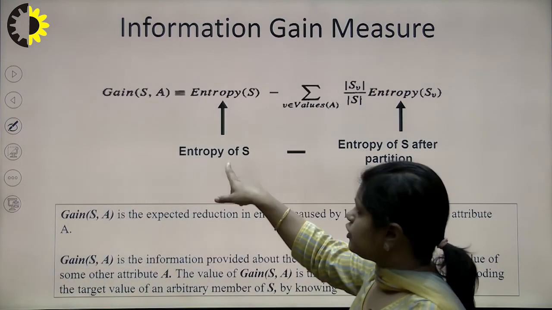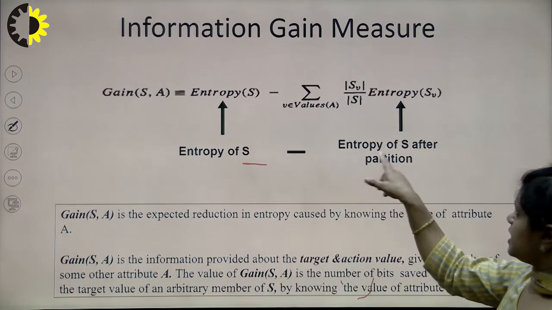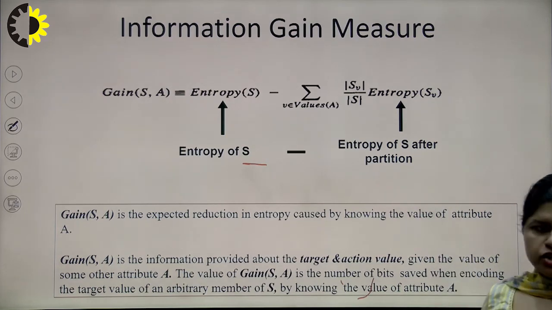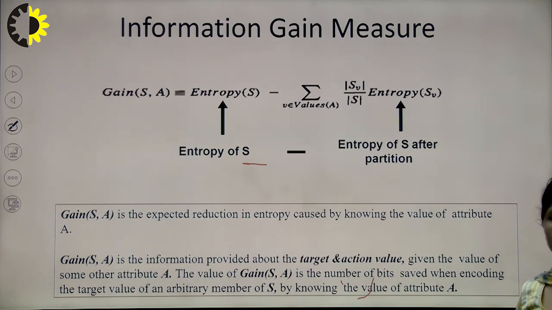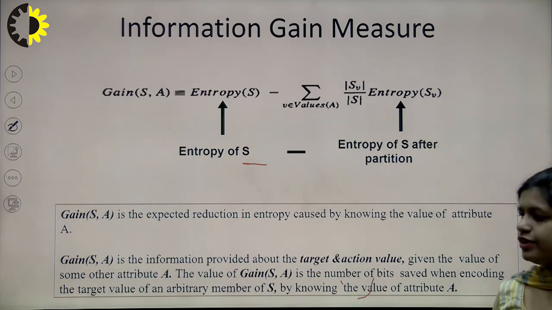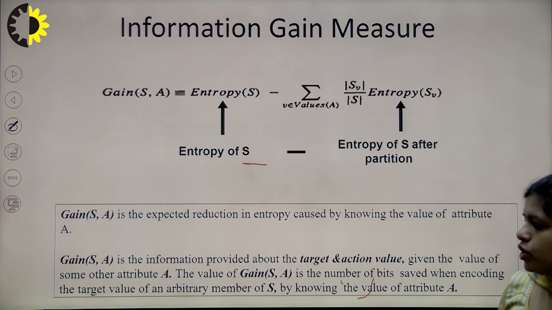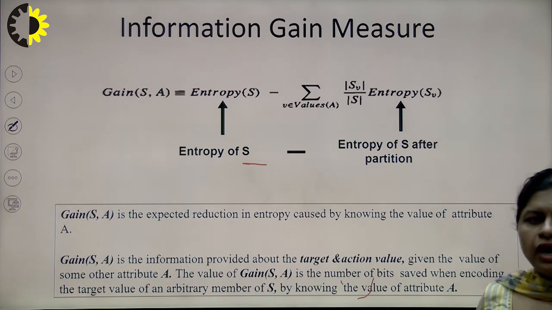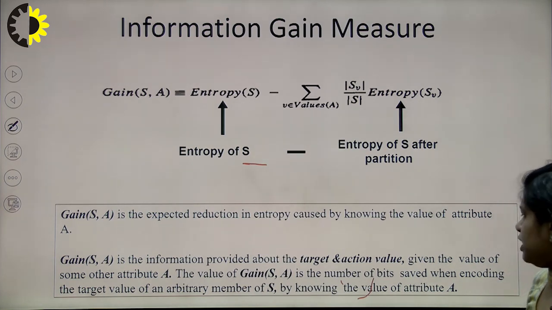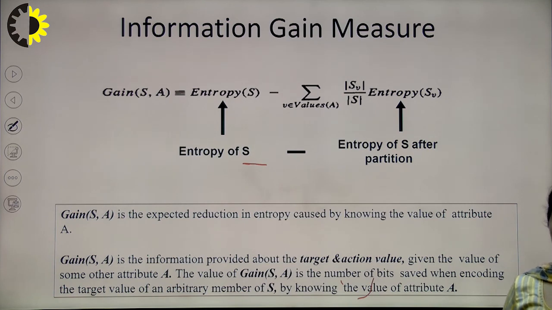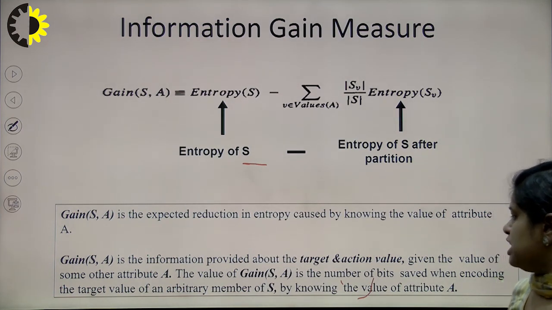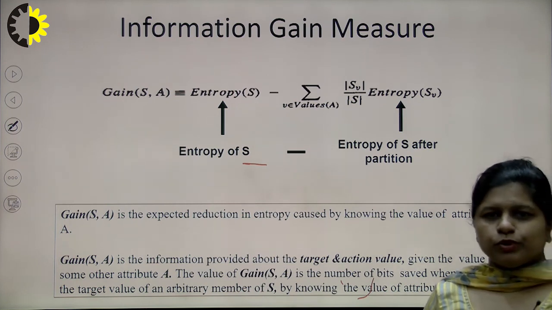So, this is the entropy of the whole data set, and this is the entropy of S after the partition. Gain(S, A) is the expected reduction in entropy caused by knowing the value of the attribute A. Gain(S, A) is the information provided about the target function value, given the value of some other attribute A. The value of Gain(S, A) is the number of bits saved when encoding the target value of an arbitrary member of S by knowing the value of the attribute A.